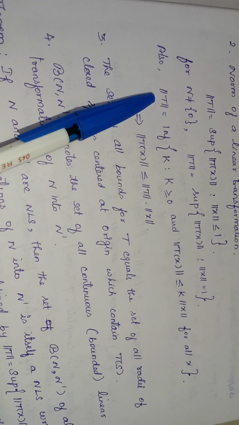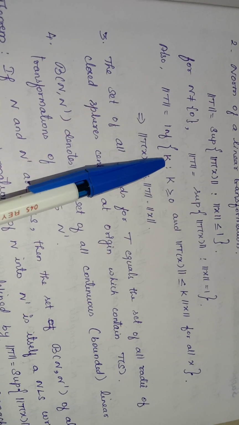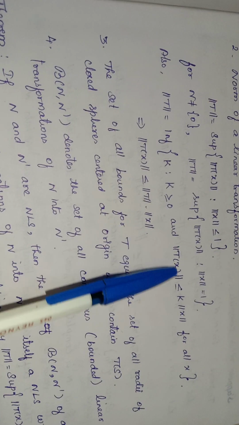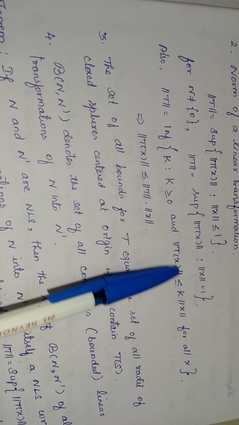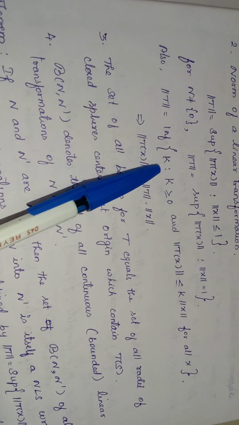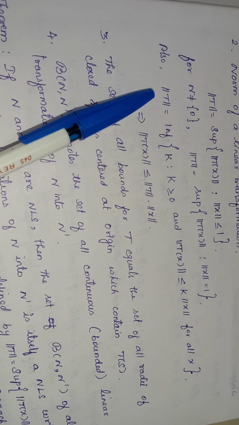So norm T is again defined using the bounds. Norm T is equal to the infimum of all k, where norm T of x is less than or equal to k norm x. That is, collect all the values of k for which this inequality is satisfied. For all the values of k, you find the infimum. That will also give you a norm.